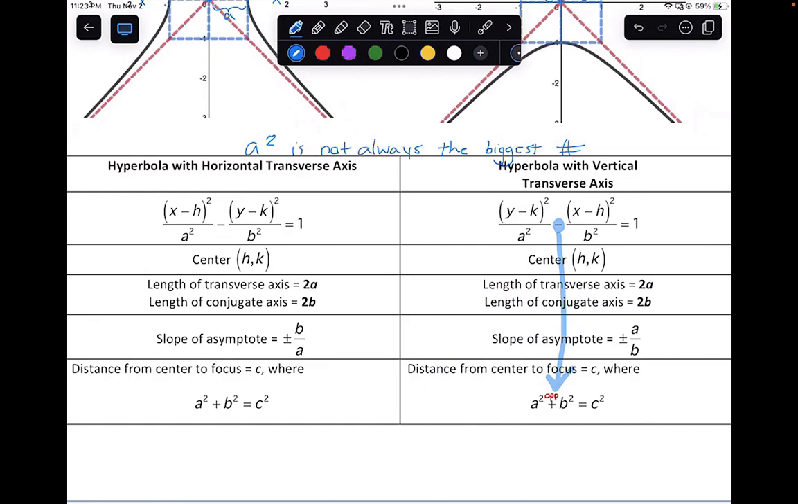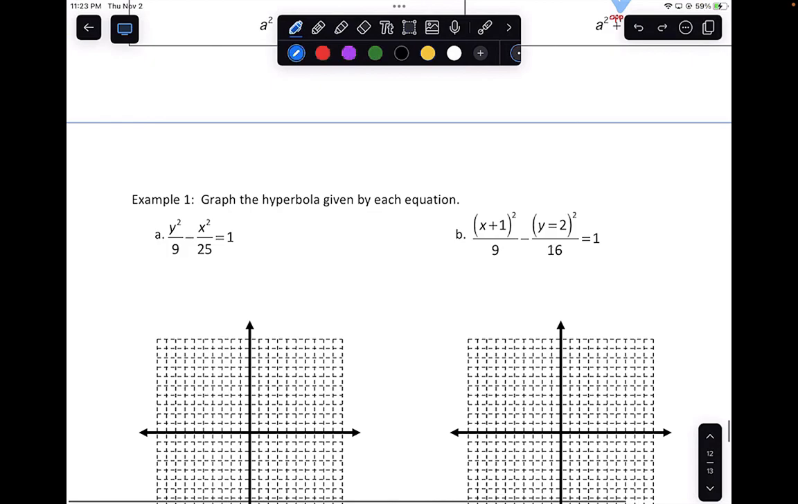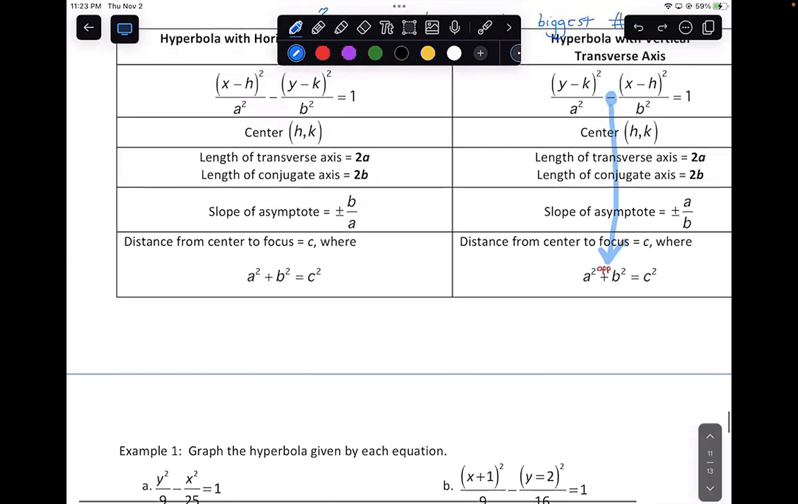Like the ellipses, we figured out whatever the biggest number was. We figured out the location of the biggest number, whether it was under X or Y, and that helped us figure out if it was a horizontal or a vertical ellipse. With hyperbolas, since A squared is not always the biggest, what you're going to be looking for is whether it starts with X first or Y first. If you look at these different ones below, you'll have X's and Y's in different spots. Sometimes you'll lead off with the Y's, sometimes with the X's.